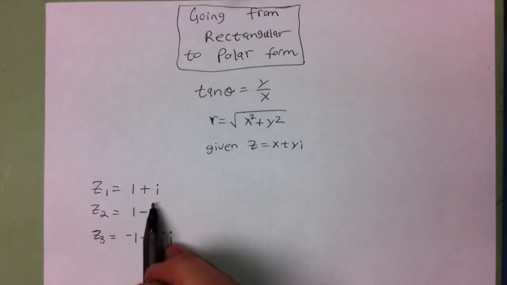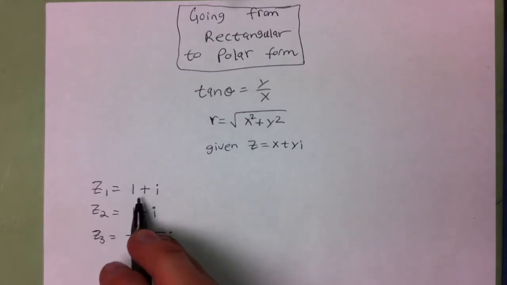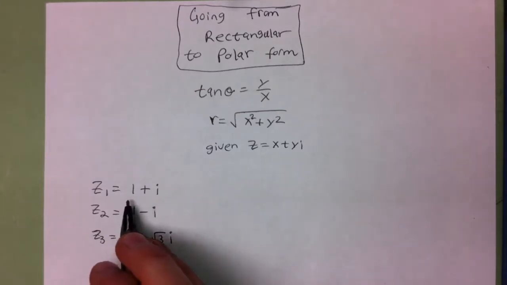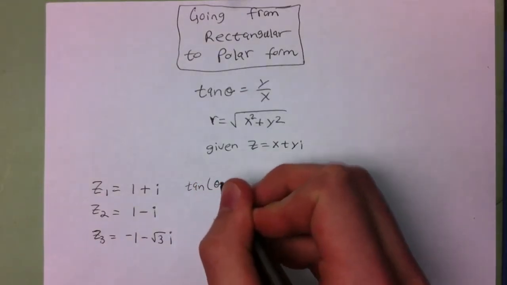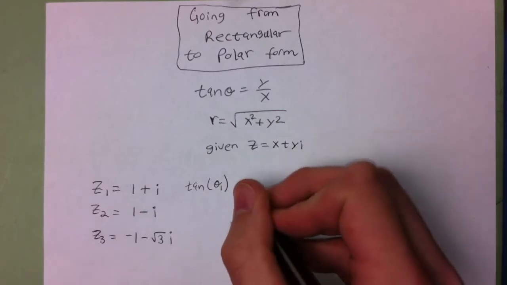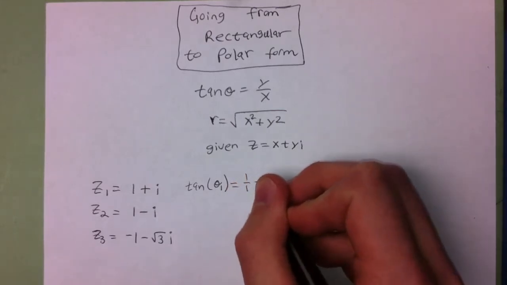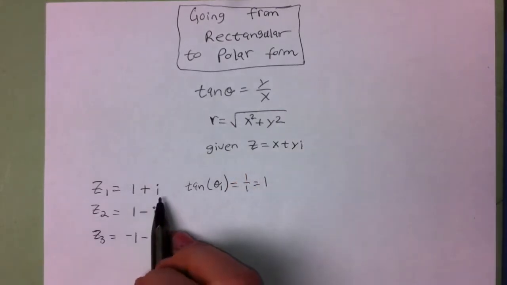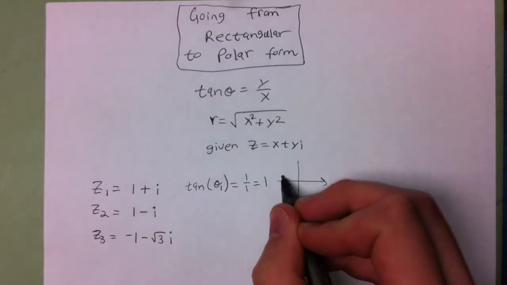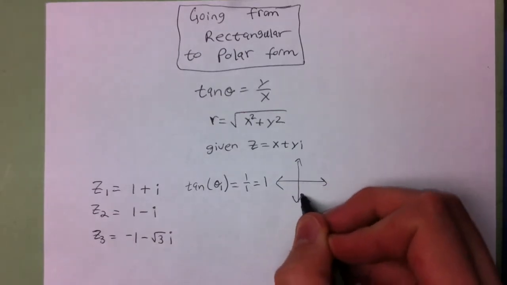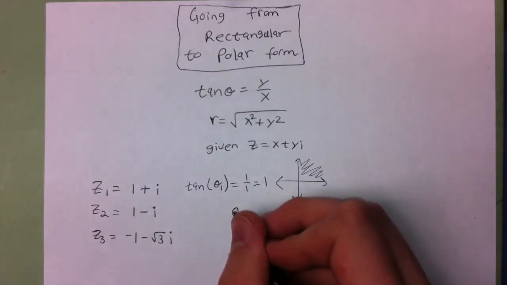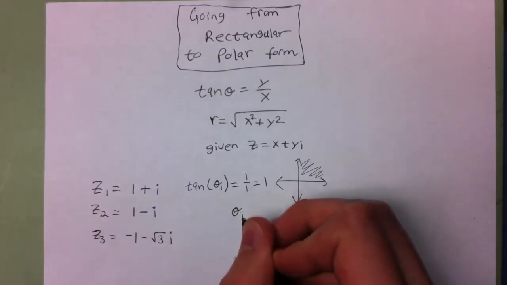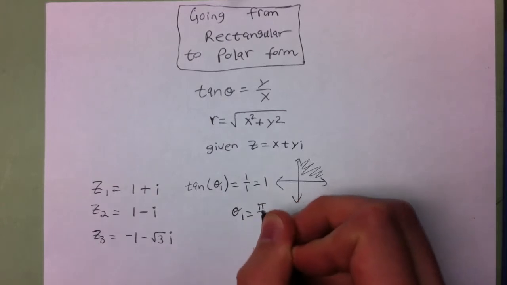So first of all, we have z sub 1. So y equals 1 and x equals 1. So the tangent of the argument of our first complex number is going to be equal to 1. Both the x and the y components are positive, so that puts us in the first quadrant. So we know that theta sub 1 is equal to pi over 4.